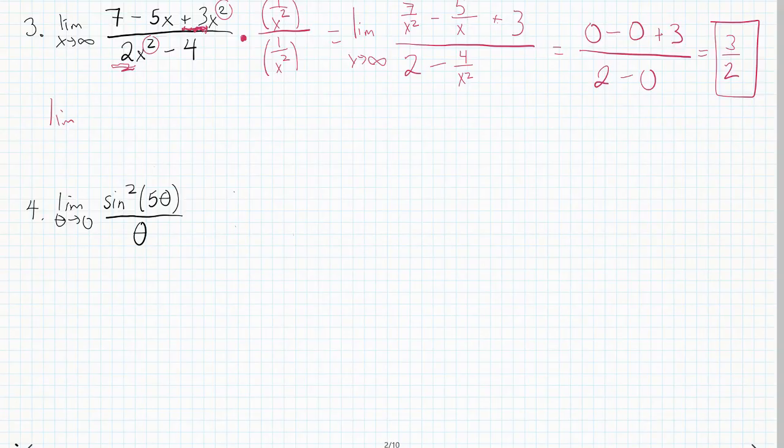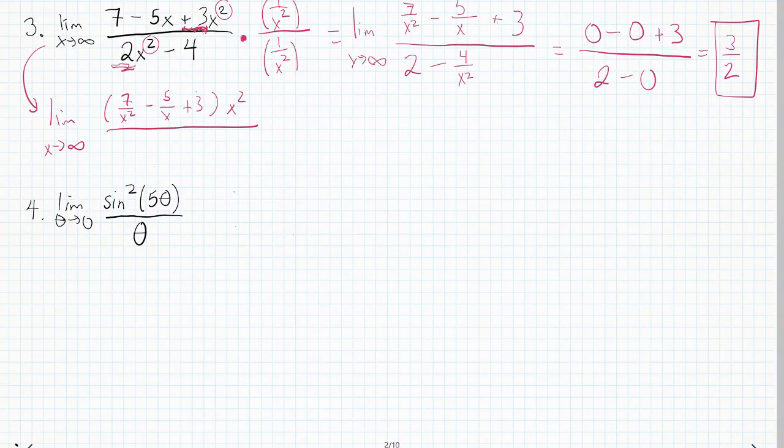Now, that wasn't the only method, though, for this, just an FYI. Some people like this better. So instead of multiplying by 1 over x squared, another way we could do this is we could factor out an x squared. So the approach would be to go this way. Factor out an x squared, so what are we left with? 7 over x squared minus 5 over x plus 3.